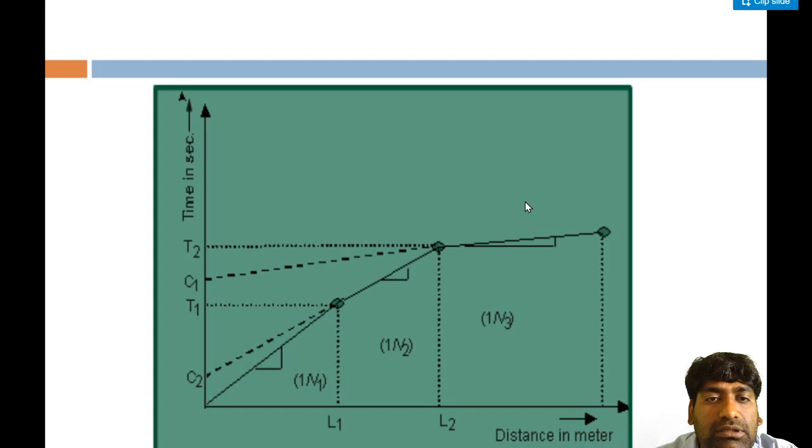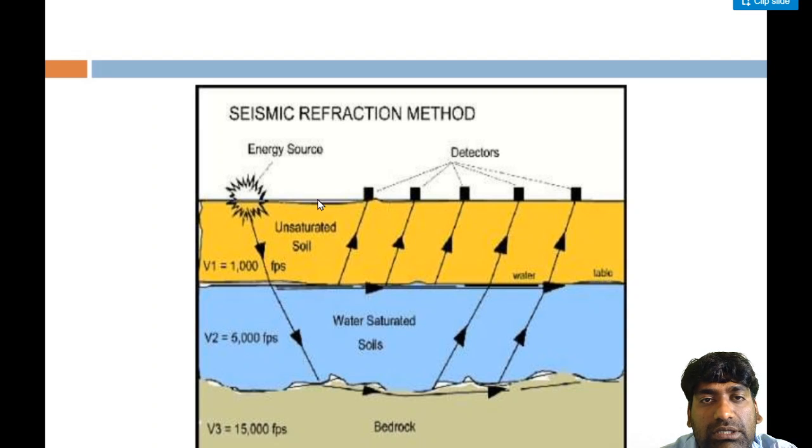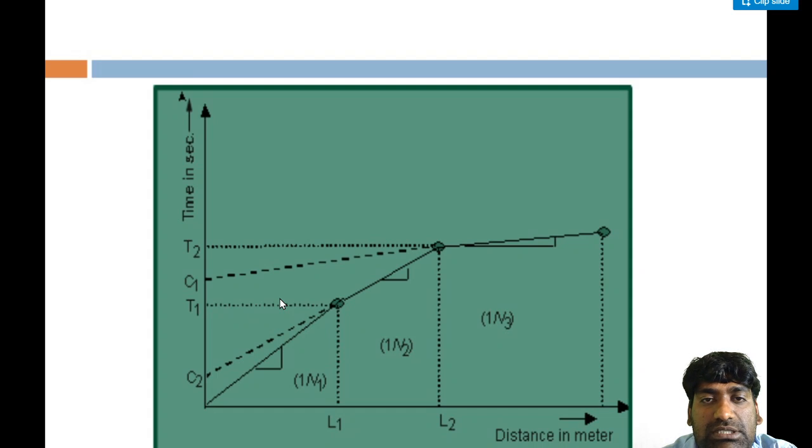After that, a time versus distance graph is plotted. The distance of the detectors from the energy source is known to us, and the time required for the wave to travel from one point to another is recorded. With the help of these we plot the curve, and the slope of the curve gives the velocity.